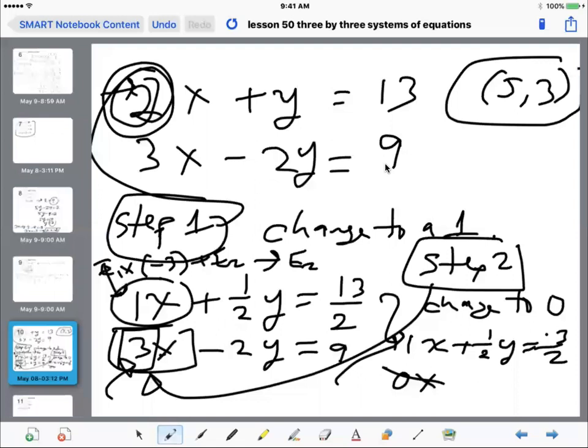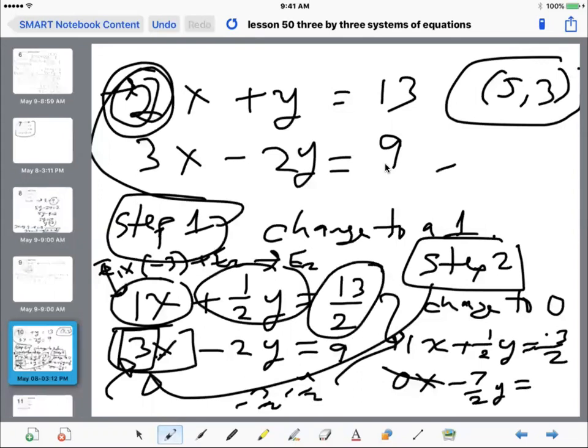-3 times 1x is -3x plus 3x is 0. -3 times a half y is -3 over 2y plus -2. So it's -3 over 2 minus 4 over 2, which is -7 over 2y. And finally, multiply this by -3, you get -39 over 2. And you add it to the 9, which is the same thing as 18 over 2. So it becomes -21 over 2.